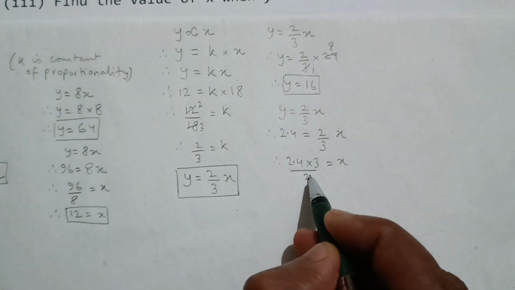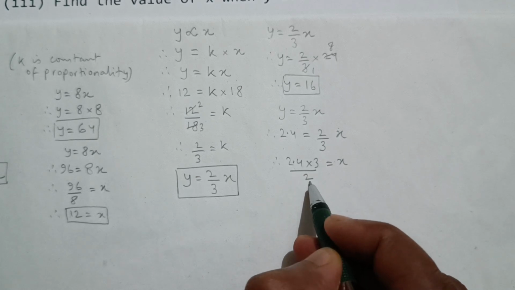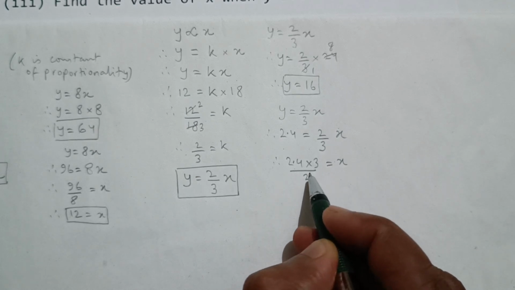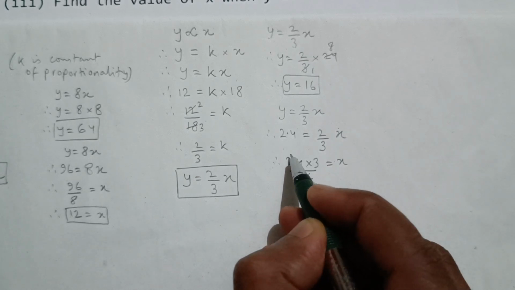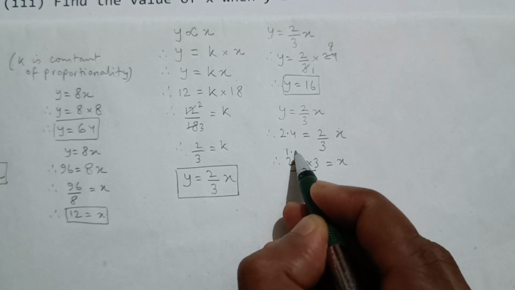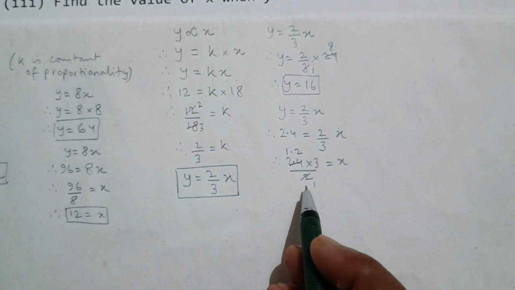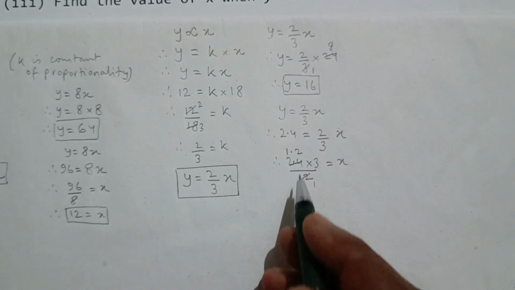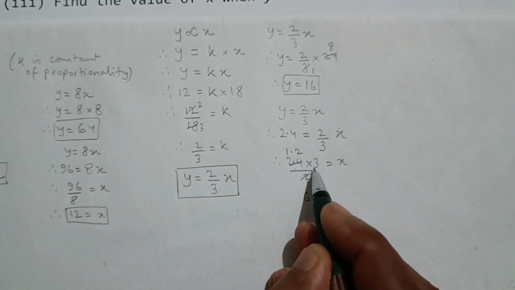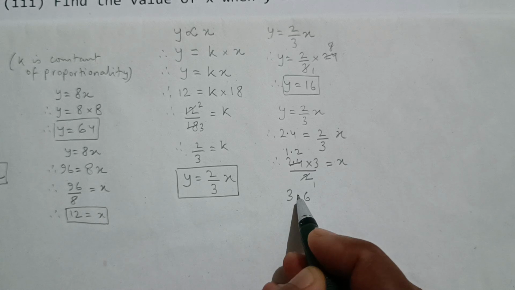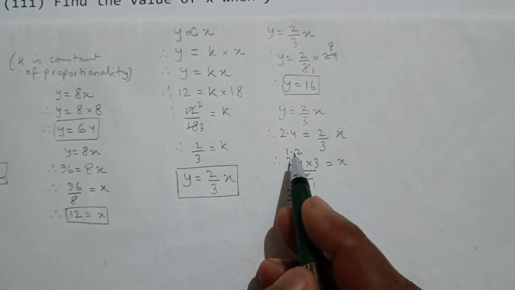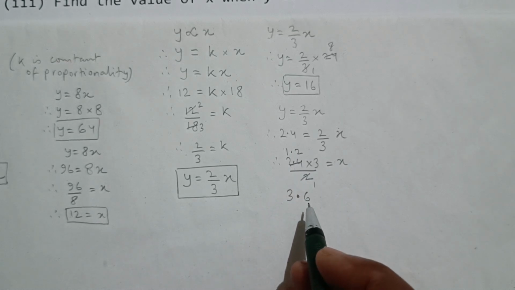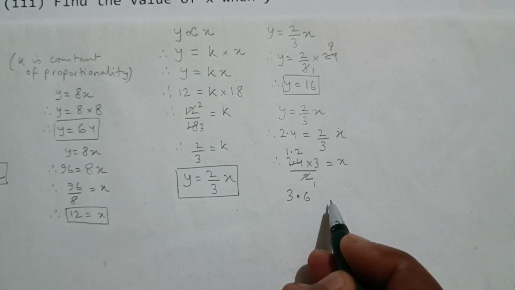Now let us solve this. What is 2.4 upon 2? 2.4 divided by 2. 2 1s are 2, then after the decimal, 2 2s are 4. So 2.4 divided by 2 is 1.2. Now 1.2 into 3 is how much? 3 2s are 6, 3 1s are 3, and put the decimal over here. So 1.2 into 3 is 3.6. So x is 3.6.